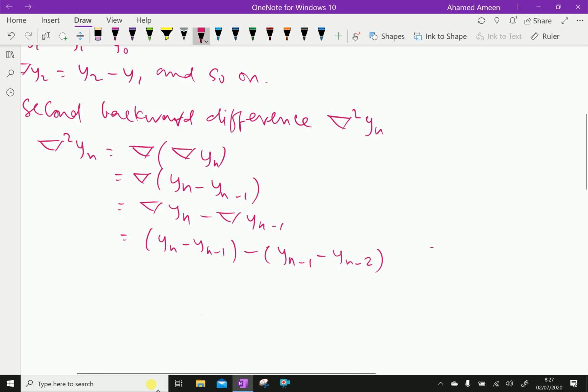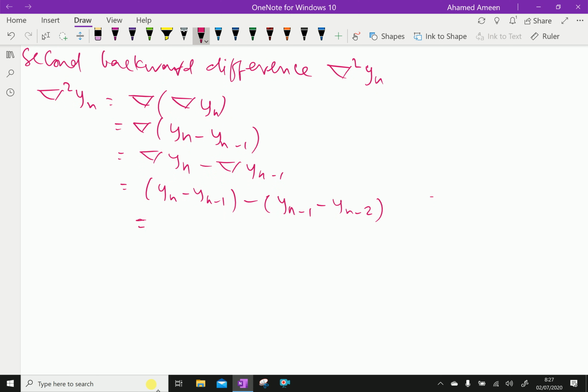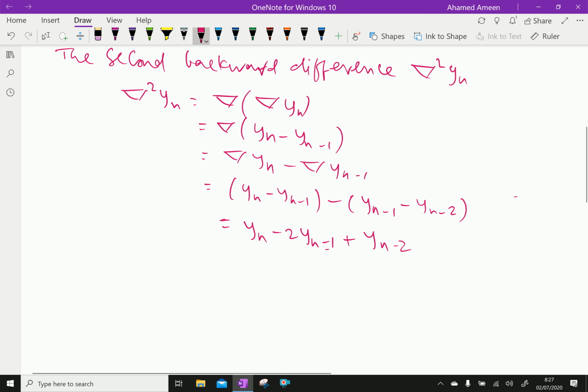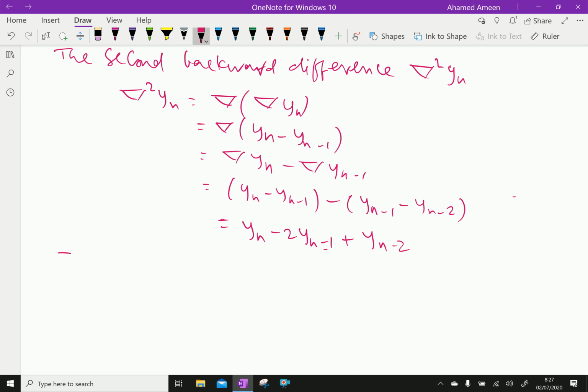So we can simplify this: we have yn, here we have minus yn minus 1, here also minus yn minus 1, so minus 2 yn minus 1, plus yn minus 2. That is the second difference.